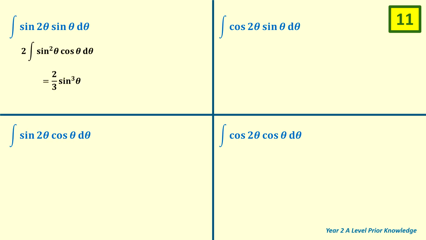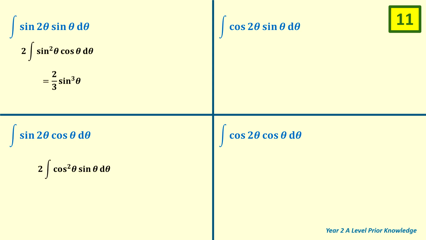So the answer is actually 2/3 of sine cubed theta. Imagine differentiating that. The 3's would cancel out. You'd have a sine squared rather than sine cubed. You'd have the 2 that we need as a multiplier, but you'd also generate the cos theta as the differential of sine. So you'd be using the chain rule to do that.